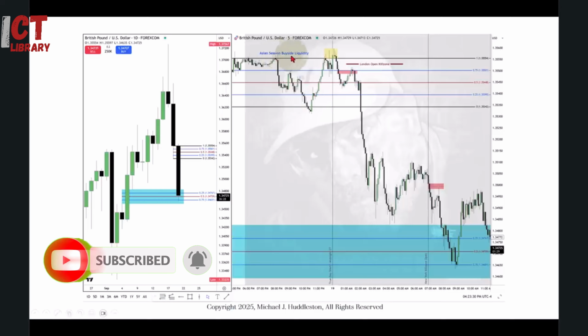All right, so Asian session, buy side liquidity. The market trades up into that, sweeps it, breaks lower, and then comes right back up into a fair value gap. This in here, breakaway during London open kill zone.